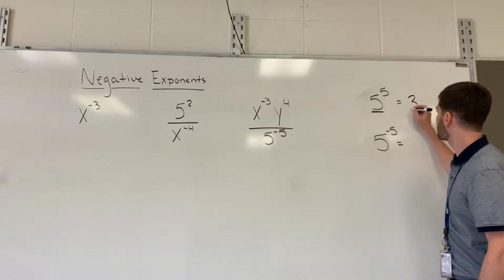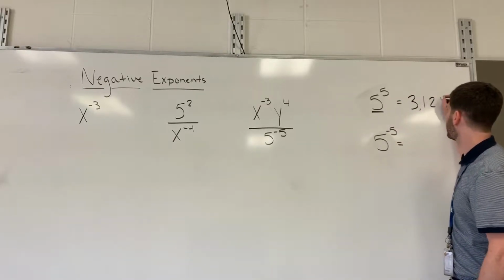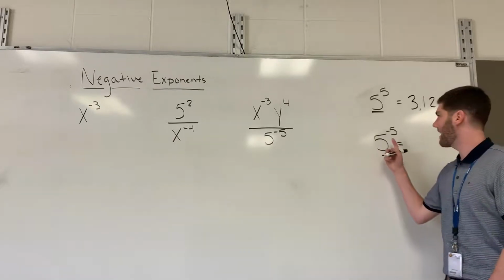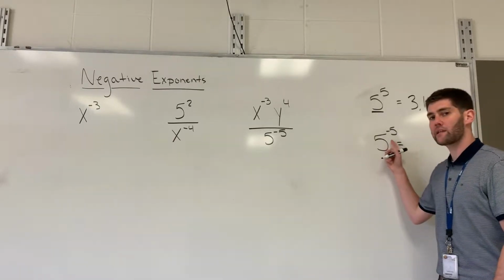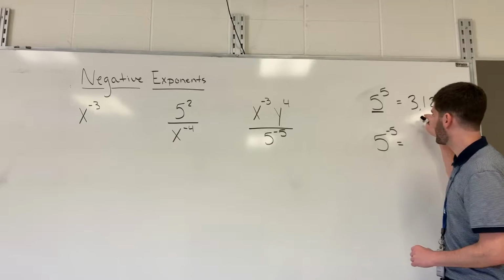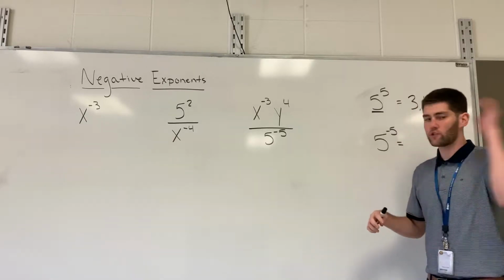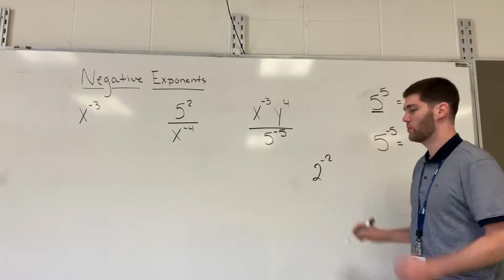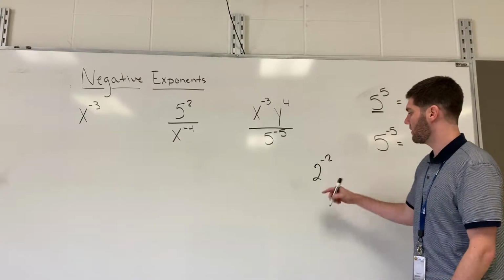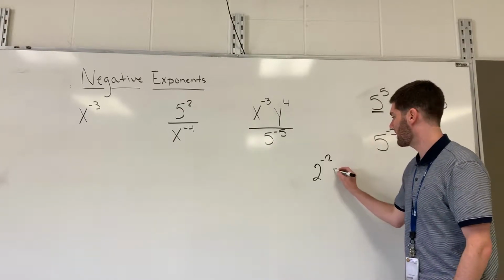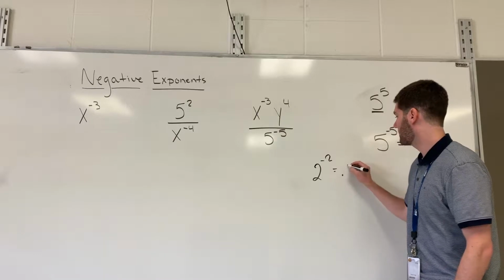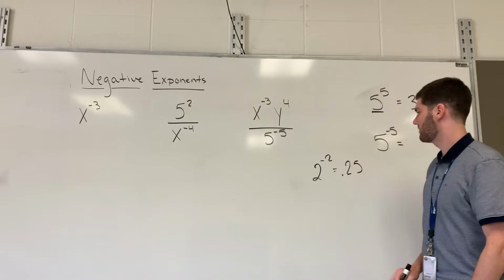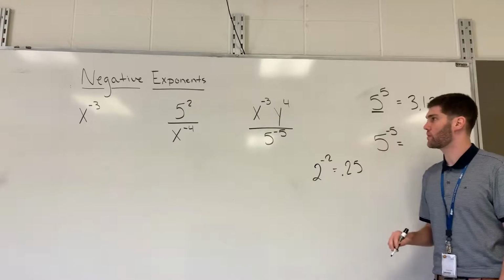I think it's 3,125. If you have a negative exponent, you do the exact same thing except the number, instead of getting bigger, is getting smaller. So for example, if I have 2 to the negative 2, instead of this getting bigger, it becomes a decimal. So this would actually equal 0.25. Okay, so that's how a negative exponent works.